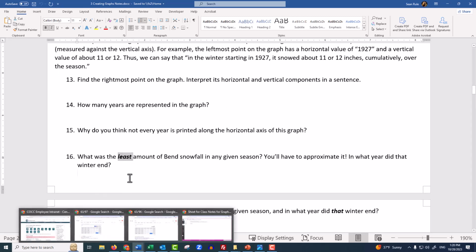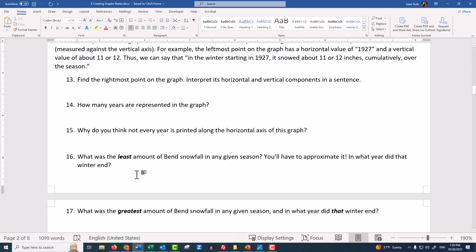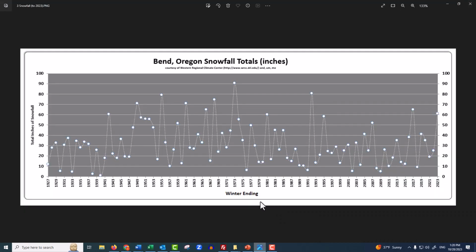Least and greatest amount of Bend snowfall. Okay, so let's do least and greatest. So least. Okay, it's this one right here.